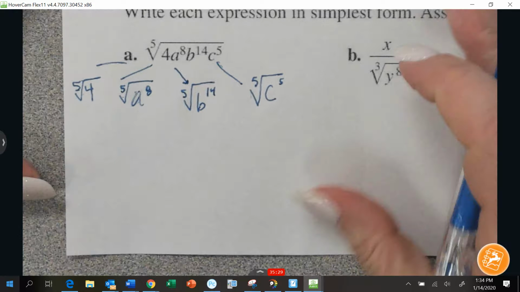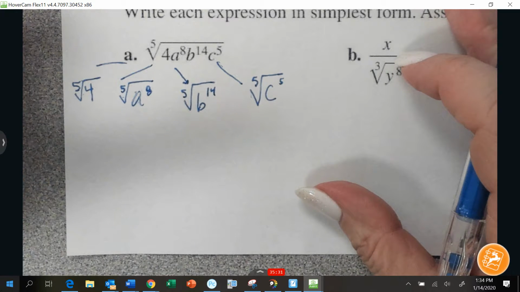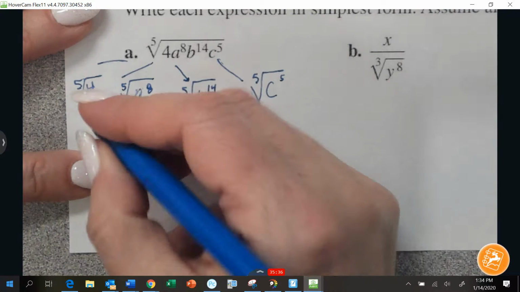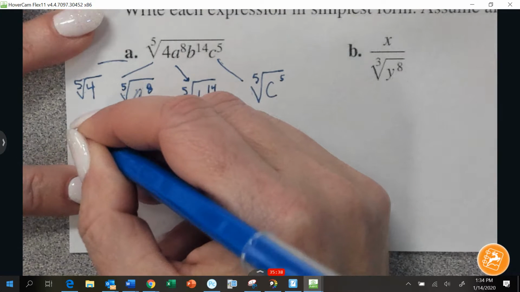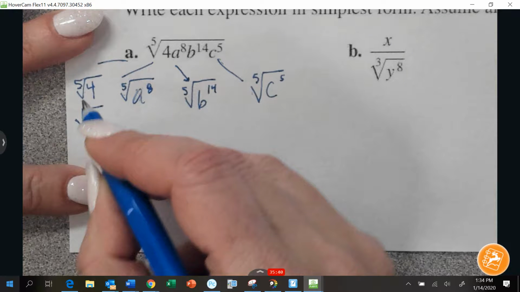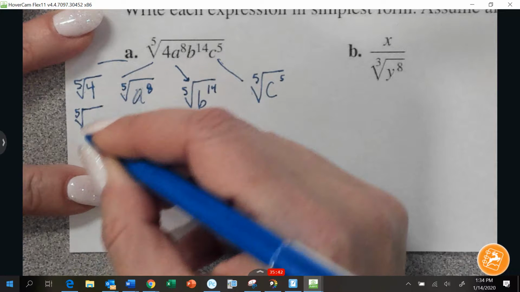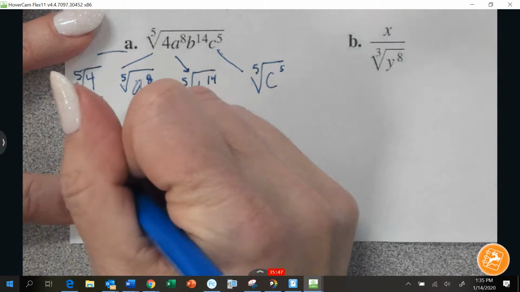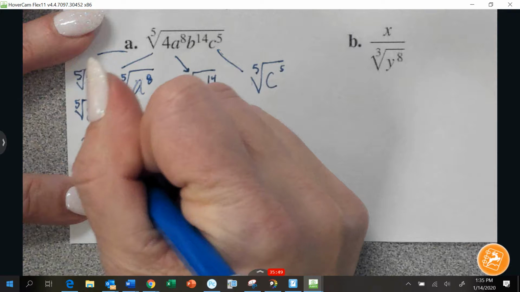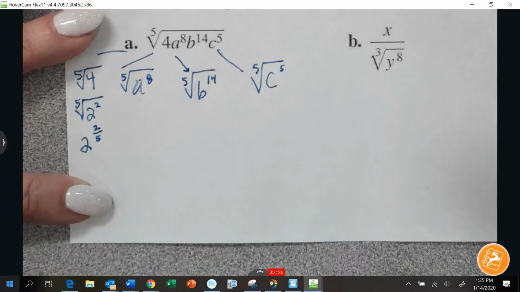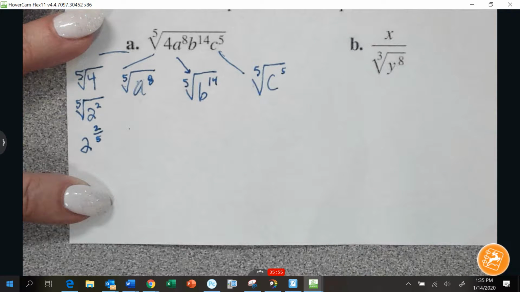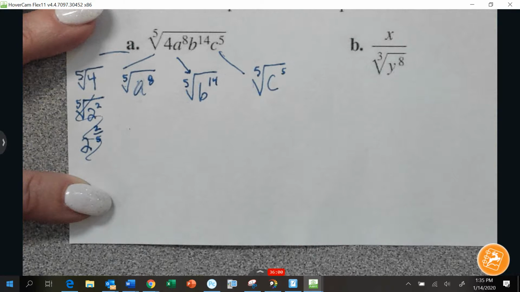So now we're going to do these individually and just put them back together at the end. The fifth root of y to the 4th, I said that wrong, the fifth root of 4 would be the same as the fifth root of 2 squared. If I were to change that into a fractional exponent, 2 to the 2nd over 5, is that going to simplify at all? So guess what? I am just going to leave it as my original fifth root of 4.